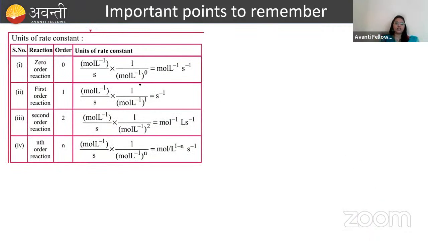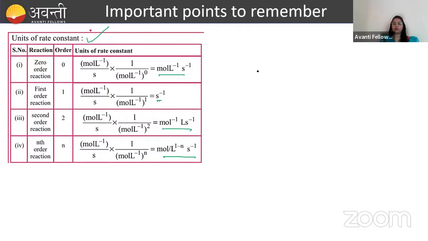Now here consider the unit of rate constant. So in most of the exams, what happens is you have to just remember, or you just have to calculate or find out what is the unit for rate constant. So for zero order reaction, this will be our unit. For first order reaction, this will be our unit. For second order, this is your unit. Next, this is your unit.